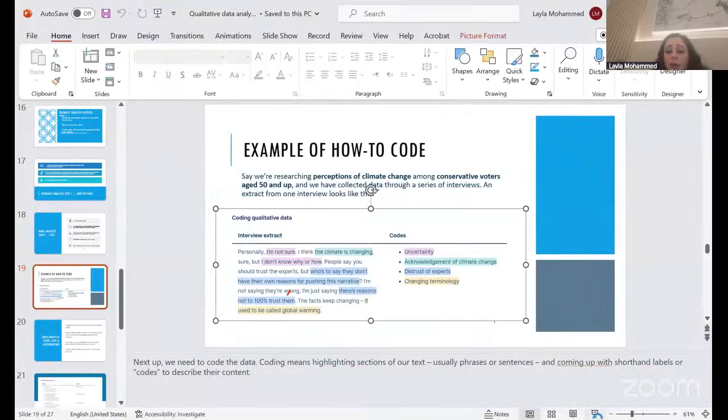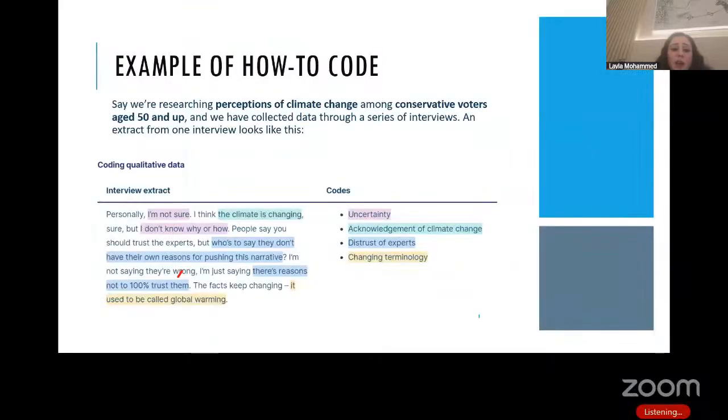Okay, we have an example here. We are researching perceptions of climate change among conservative voters aged 50 and up. And we have collected data through a series of interviews, and this is one of the extracts. This is a very small extract from a transcript. Look how small this is, okay? It's barely a paragraph. Please take a moment to read that.